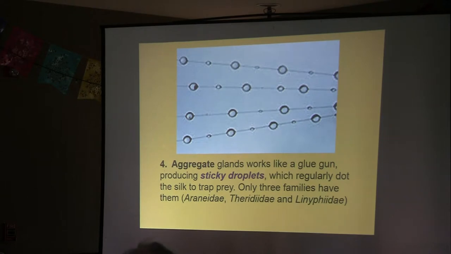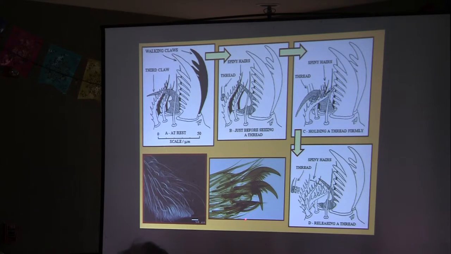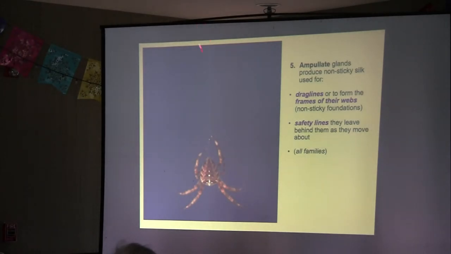There's another gland that actually produces the sticky silk that you find in webs, and they have these little droplets. I'm not going to go into too much of this, but there's some really cool, fairly recent information about the spider's hairy legs, which have all of these different parts. Different things are being used to run around on the web so that the spider isn't sticking in the web. There's also special silk that is just for drag lines, the frames of the webs, and the safety lines that they leave behind as they move about.